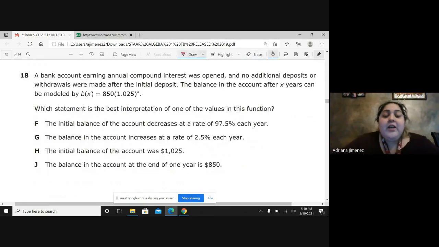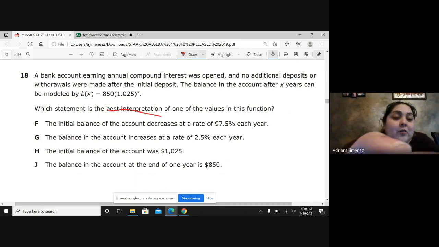All right. So right here it says a bank account earning annual compound interest was opened and no additional deposits or withdrawals were made after the initial deposit. The balance in the account after x years can be modeled by B of x equals 850 times parentheses 1.025 to the x. What's the best interpretation of the values?